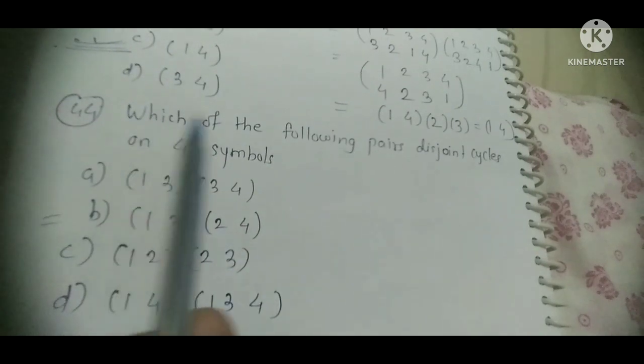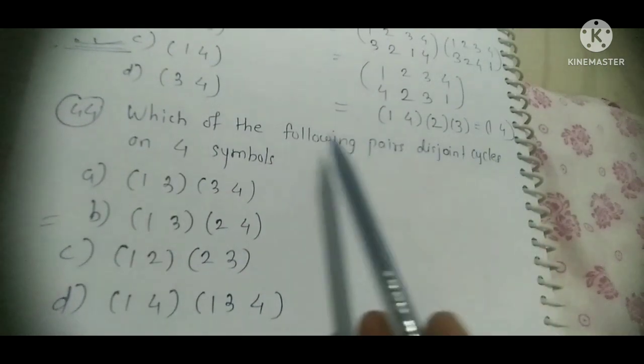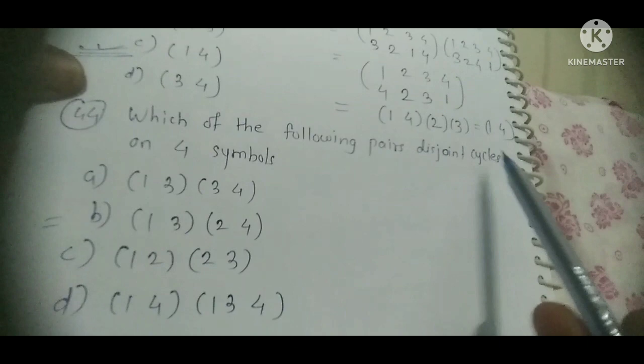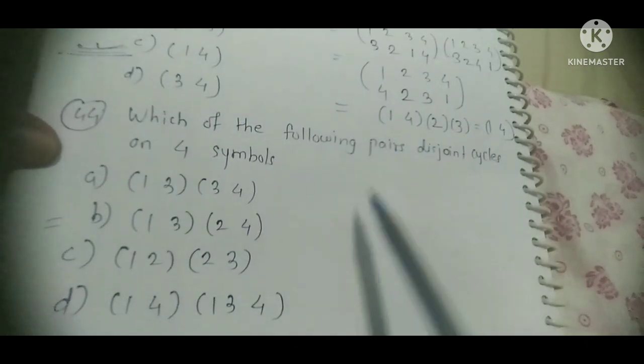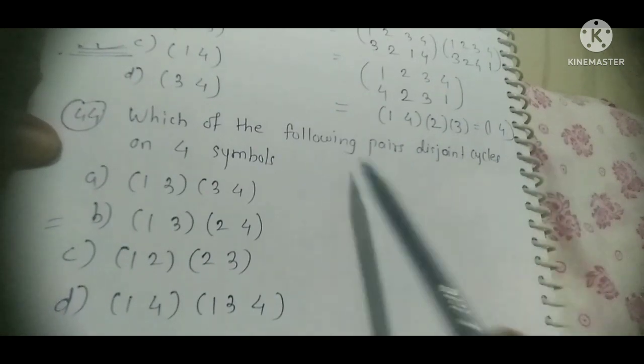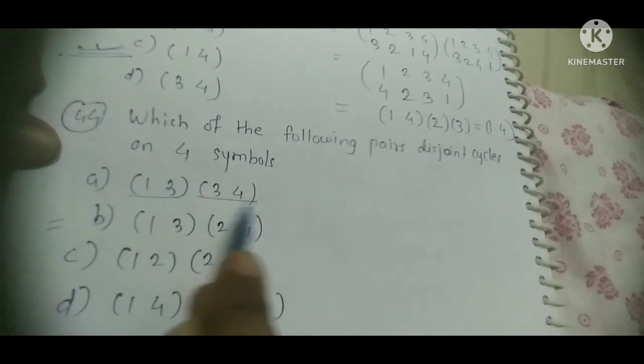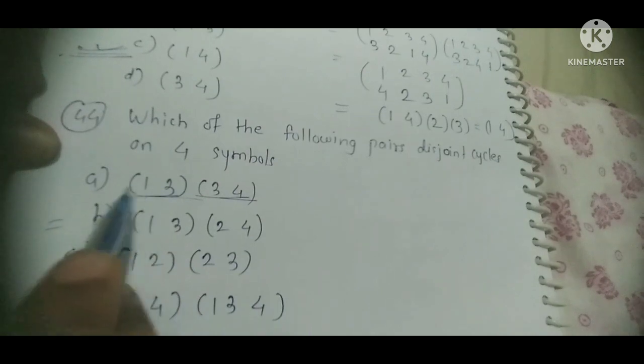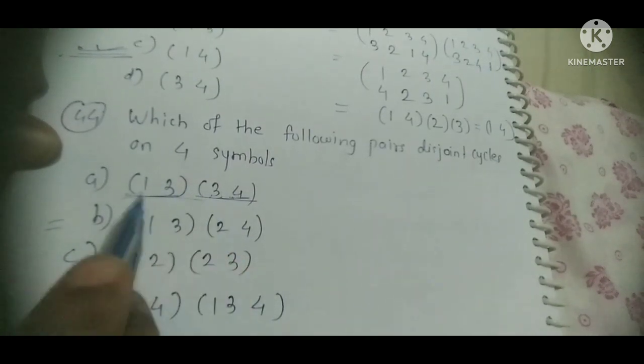Next MCQ: which of the following pairs is a disjoint cycle on 4 symbols? Tell me, disjoint cycles means what? There is no common element. Yes, in both cycles there is no common element.